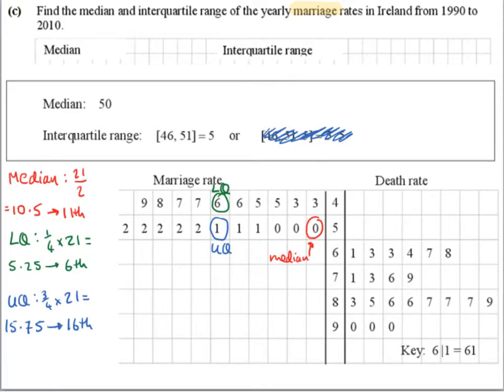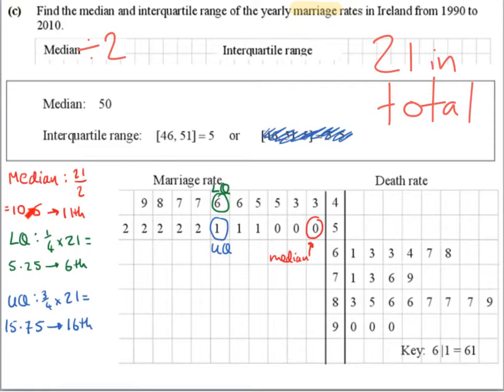number of values. So we have 1, 2, 3, 4, 5, 6, 7, 8, 9, 10, 11, 12, 13, 14, 15, 16, 17, 18, 19, 20, 21. So there's 21 in total. Okay, so to find the median, so median means middle value or the halfway mark. So we're going to divide 21 by 2. So in order to get the median, you divide by 2. And half of 21 is 10.5.